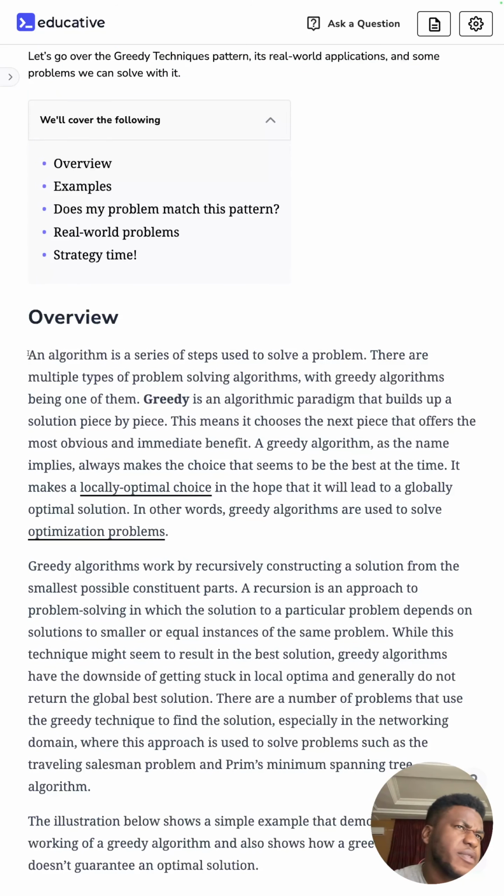Starts off with a definition of an algorithm, a series of steps used to solve a problem. There are different types of problem solving algorithms, and greedy algorithms are one of them. It's a paradigm, where considering an algorithm as greedy says that it builds up a solution piece by piece. It chooses the next piece that offers the most obvious and immediate benefit.